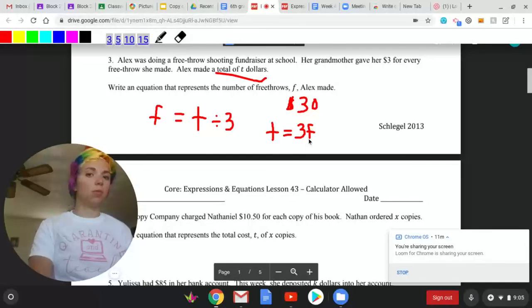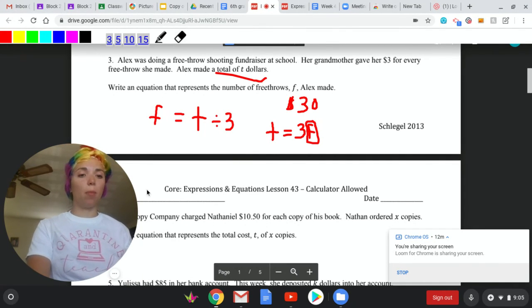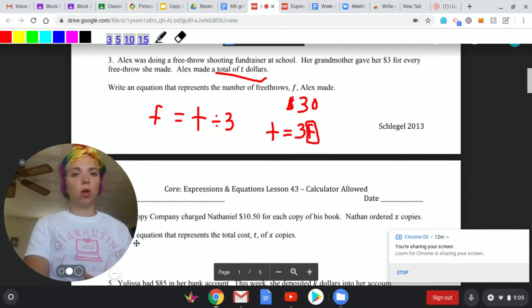And what we did is we wanted F to be on one side of the equation. So in order to do that, I had to divide both sides by 3. So then I ended up with T divided by 3 to get F by itself. We haven't done a whole lot with that. But that's why I was saying you have to read these problems really carefully, because sometimes they're not doing the operation you think. So if it helps you to draw a picture, that's a great way to do it.